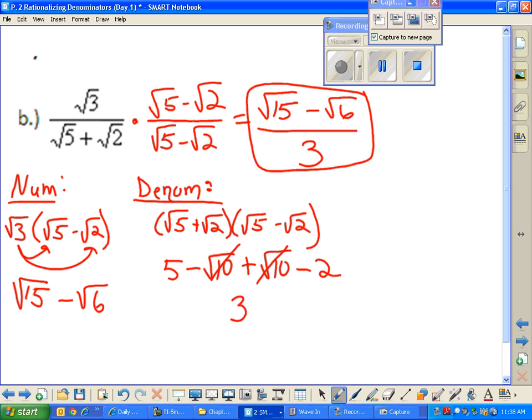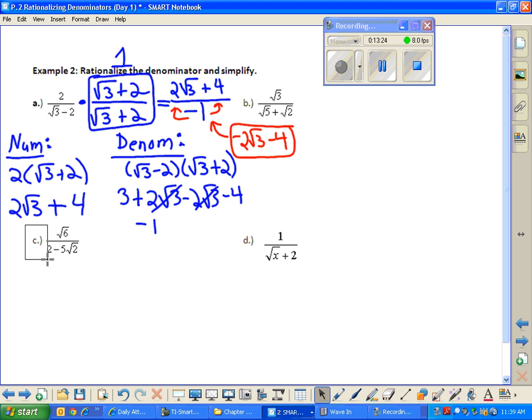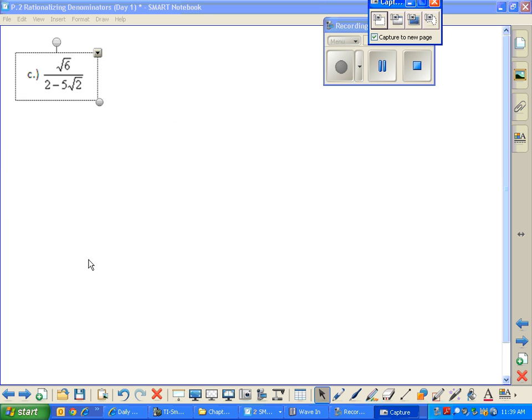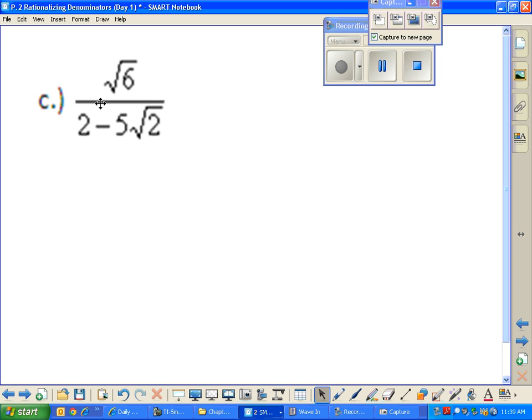All right, let's do another one. Two more. Like rationalizing wind sprints. Ooh, that's loud. Okay, so we have the square root of 6 over 2 minus 5 root 2. Process is exactly the same. We're going to multiply the top and bottom by the conjugate. And the conjugate for this guy, 2 plus 5 root 2.